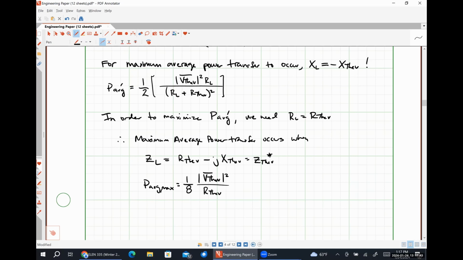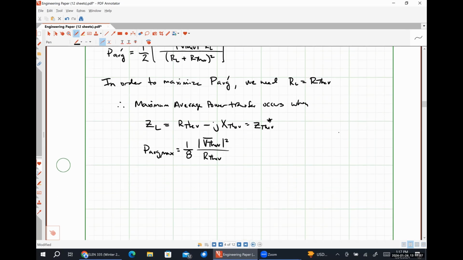Wait, which part are you talking about? Maximum average power transfer occurs when ZL is equal to Z Thevenin conjugate. While we didn't derive this for a Norton equivalent circuit relationship, we can figure that out very easily, effectively, just by doing a source transformation. And so that's going to look like 1/8 the magnitude of our Norton current squared times our Thevenin resistance.